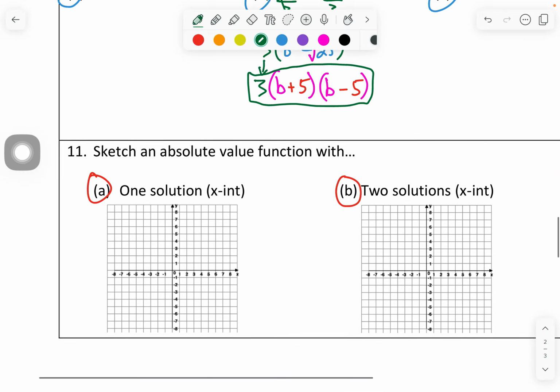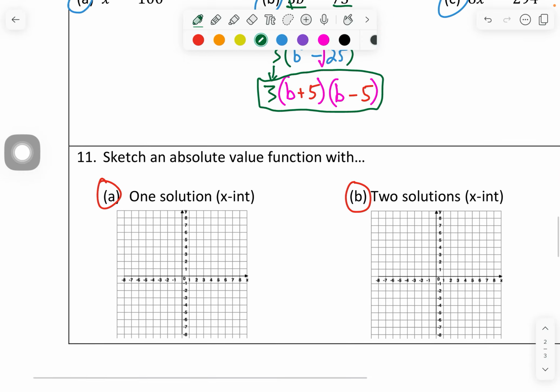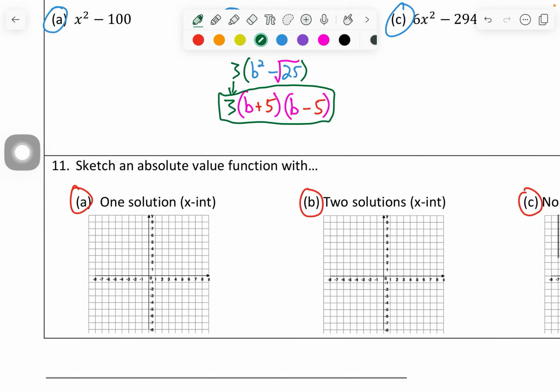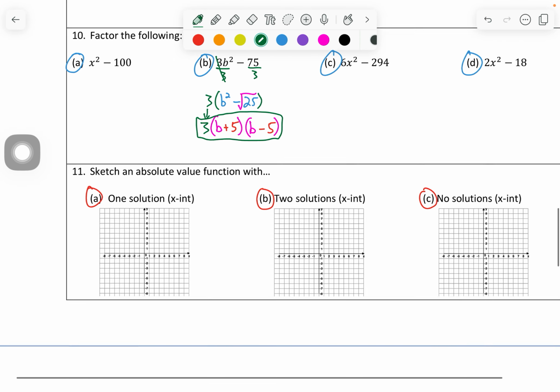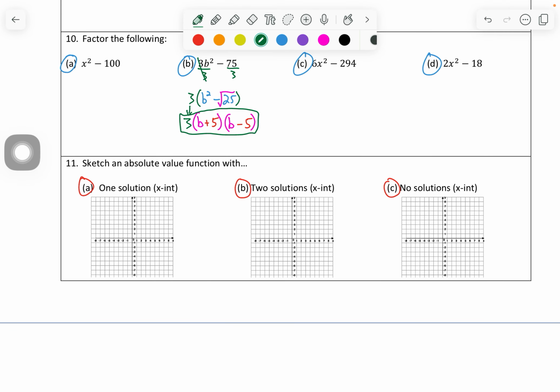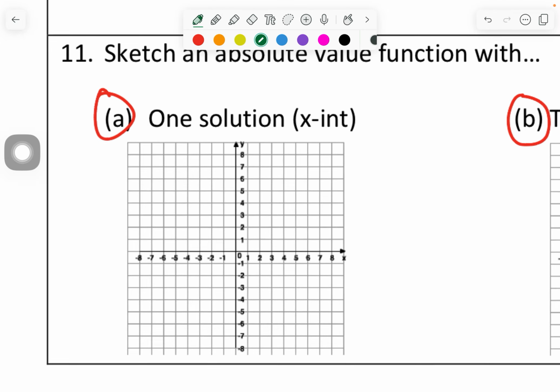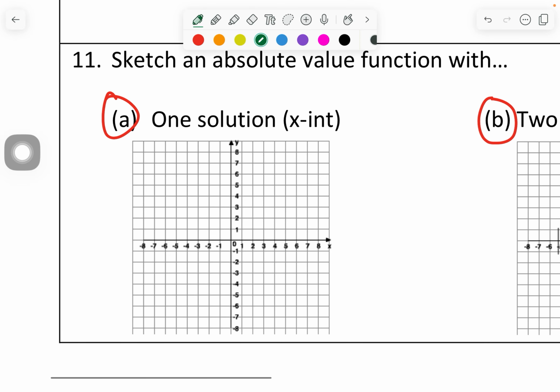And then number 11 is on the test tomorrow. It's just like how the formative was. It's just multiple choice. You're going to circle the graph, but I thought you could practice actually just sketching a graph that has one solution, two solutions, and no solutions. We're going to do all three of these just to show you.